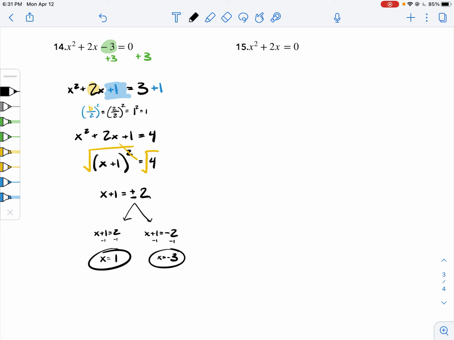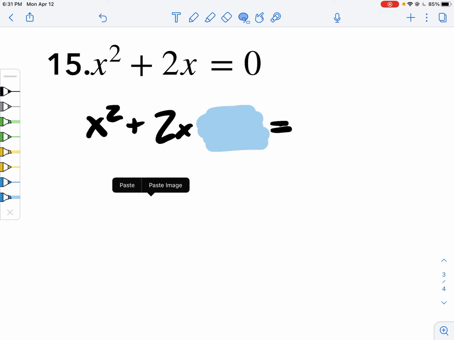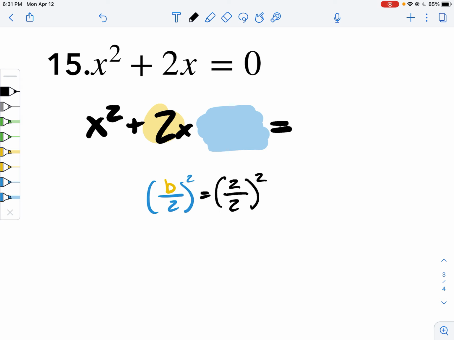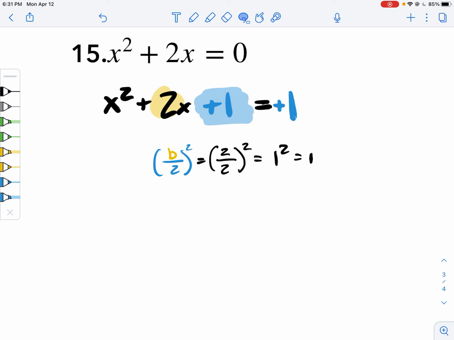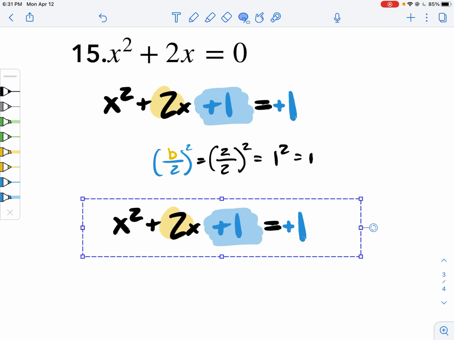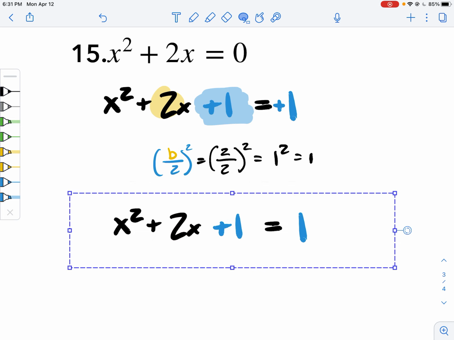Alrighty, cool beans. Last one. Hey, look, this already doesn't have anything. It's got x squared plus 2x, and there's a natural space there. What do we need to add here? Well, we just need to take our b over 2 squared. Our b is 2. So we get 2 over 2 squared. 1 squared is 1. So we will add 1 to both sides, giving us literally this exact equation. But it doesn't need colors.